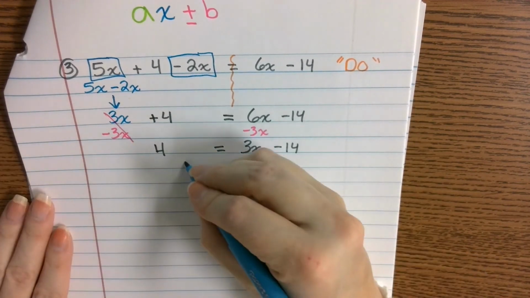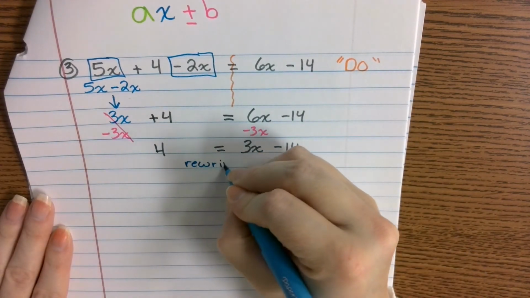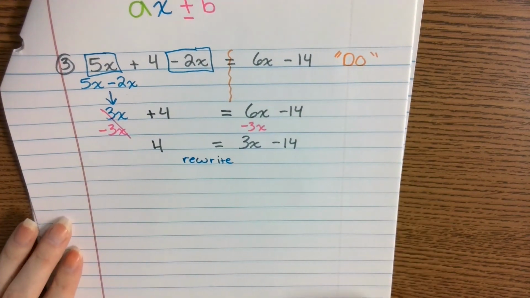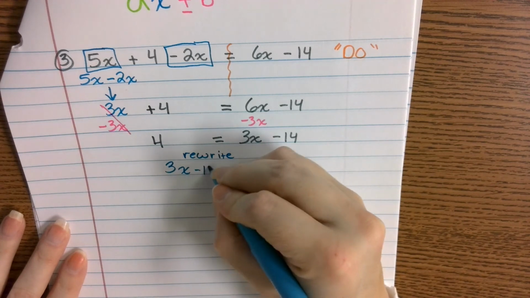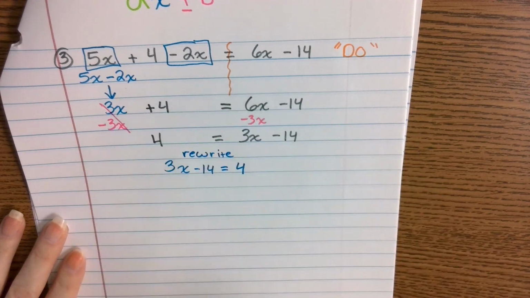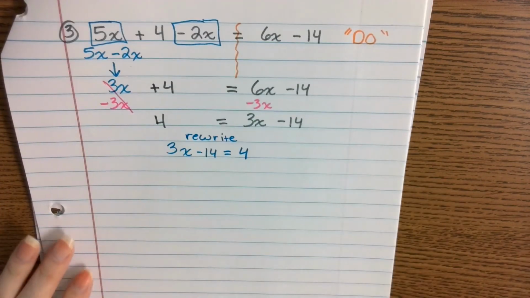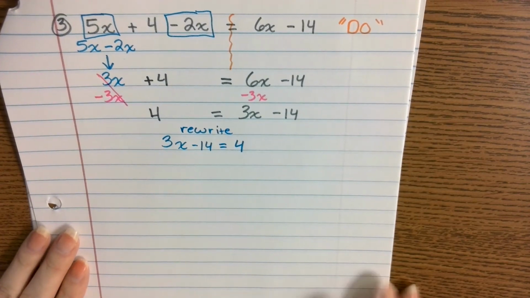Mylin doesn't like it this way. She wants to rewrite. I want to rewrite too, don't worry. So I'm going to put 3x minus 14 is equal to 4. If you are okay with the way that it is, it's perfectly fine. Okay.